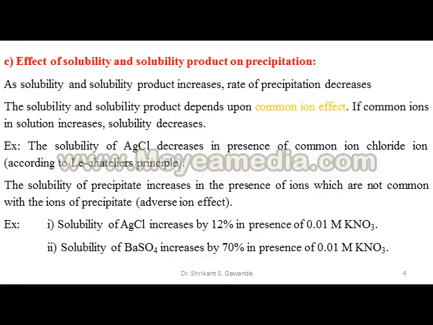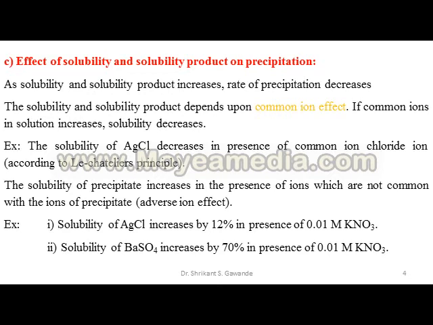Third point is effect of solubility and solubility product on precipitation. As solubility and solubility product increase, the rate of precipitation decreases. The solubility and solubility product depend upon the common ion effect.